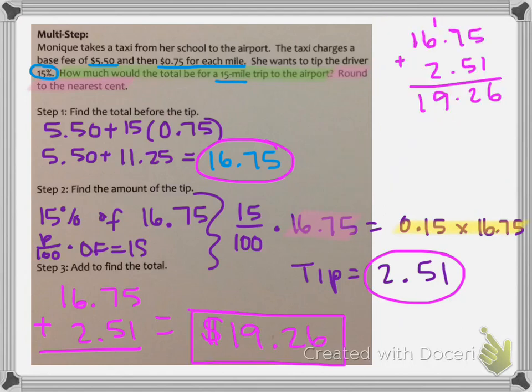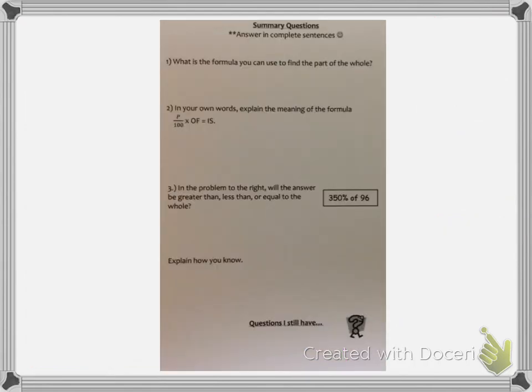It would cost Monique $19.26 to take a taxi ride from her school to the airport. Don't forget to do your summary questions and answer in complete sentences.